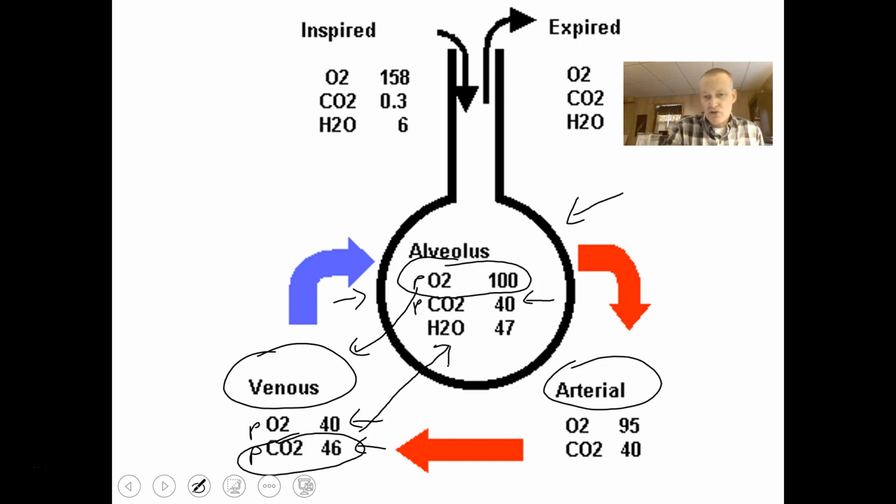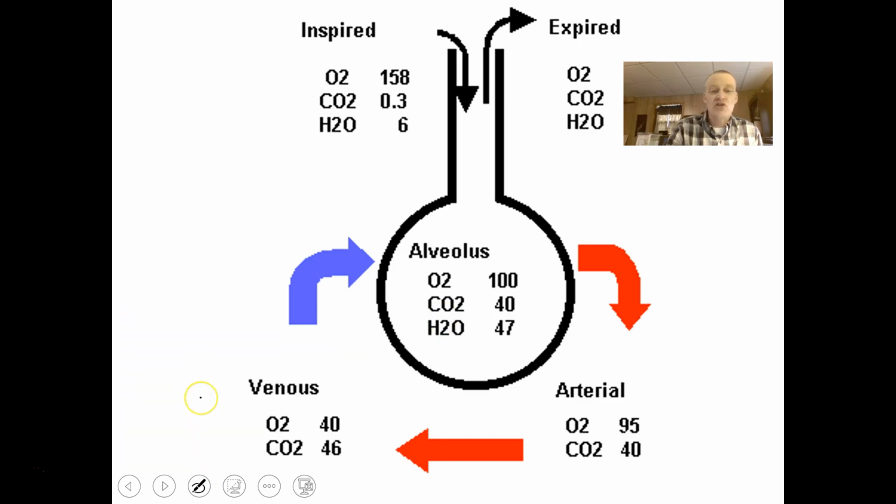Notice that the partial pressure of water is 47, but the air that you're breathing in only has 6. So we do warm and moisten the air, and that aids in gas exchange at the respiratory membrane.